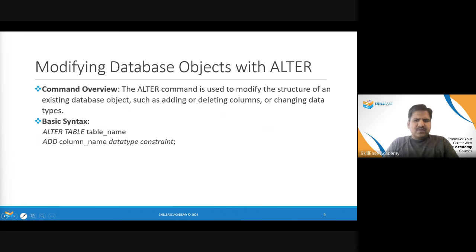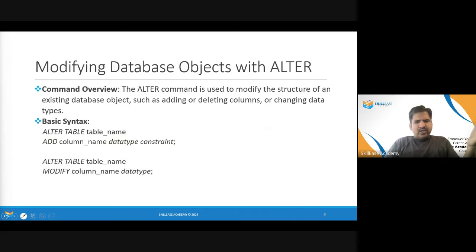Here is an example for adding a column. The basic syntax is ALTER TABLE as a keyword, and then you specify the table name which you're going to alter. Then ADD, again a keyword. After that, you specify the column name, a data type, and the constraint. The column name, data type, and constraint are what you used while creating a table. So in the same manner, you can use them here.